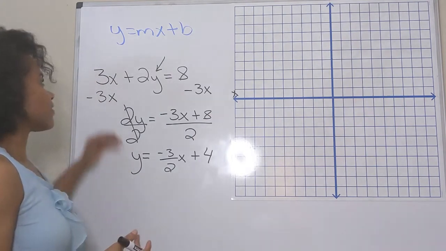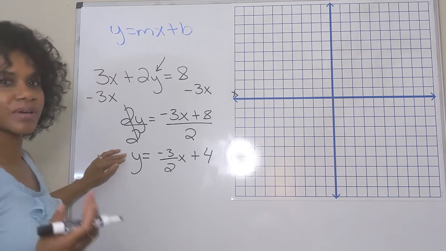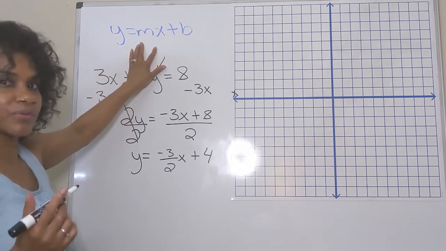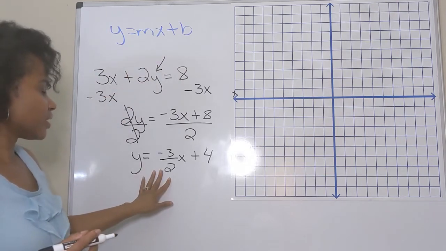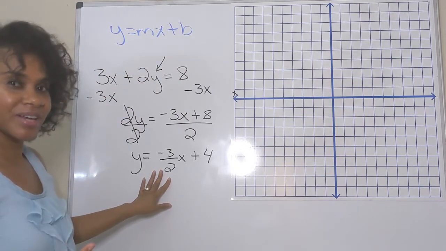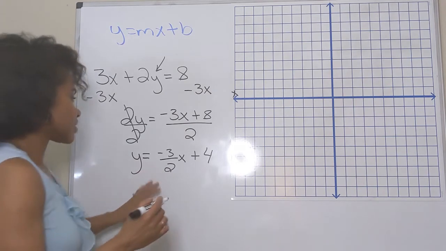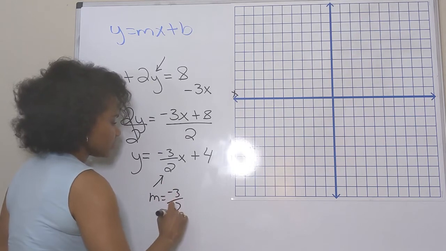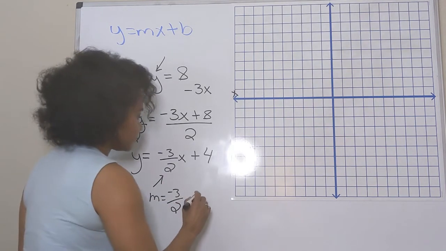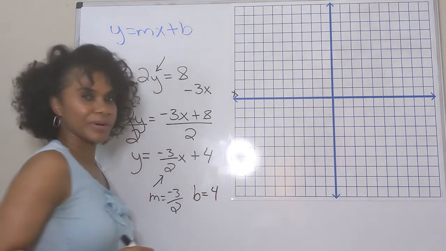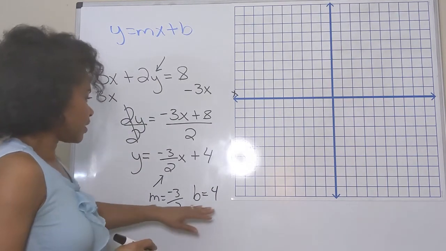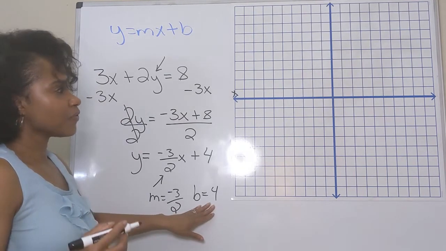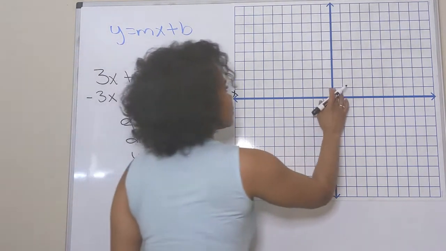And so now I have this equation written in slope-intercept form. I've isolated my y value. I have a term in front of x. My term in front of x, or my number or fraction in front of x, is my slope. In this case, my slope is negative 3 over 2. My y-intercept is 4. So I'm going to graph it using the same method that I used in the previous 2 examples. So 4 on my y-axis. 1, 2, 3, 4.